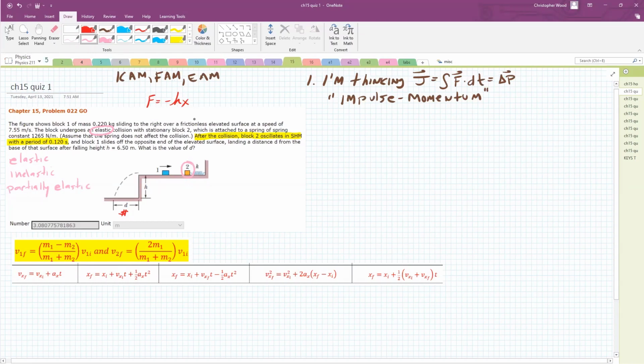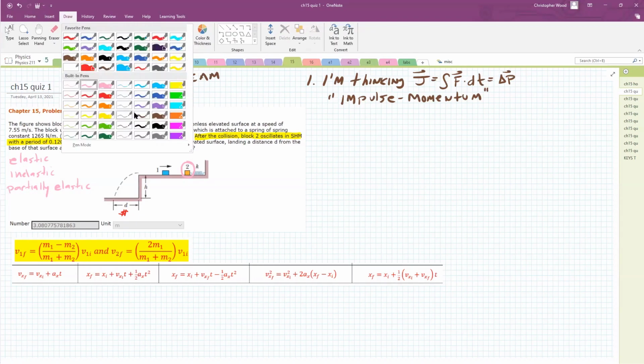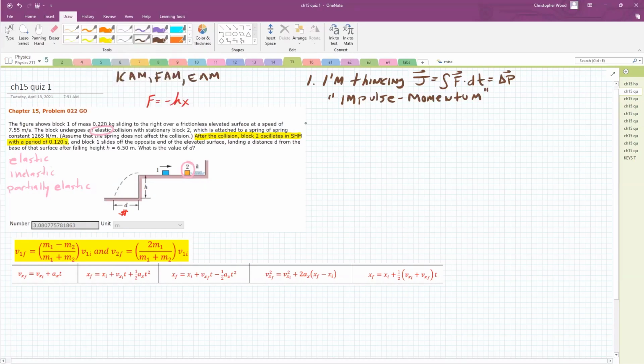All right, so what am I going to do about that? Well, I want to find out the velocity of block 1, because block 1 is going to smash into block 2 and then bounce off block 2 and go flying off the tabletop over here. So I want to find out the velocity of block 1 after that collision. This is a job, again, for momentum.